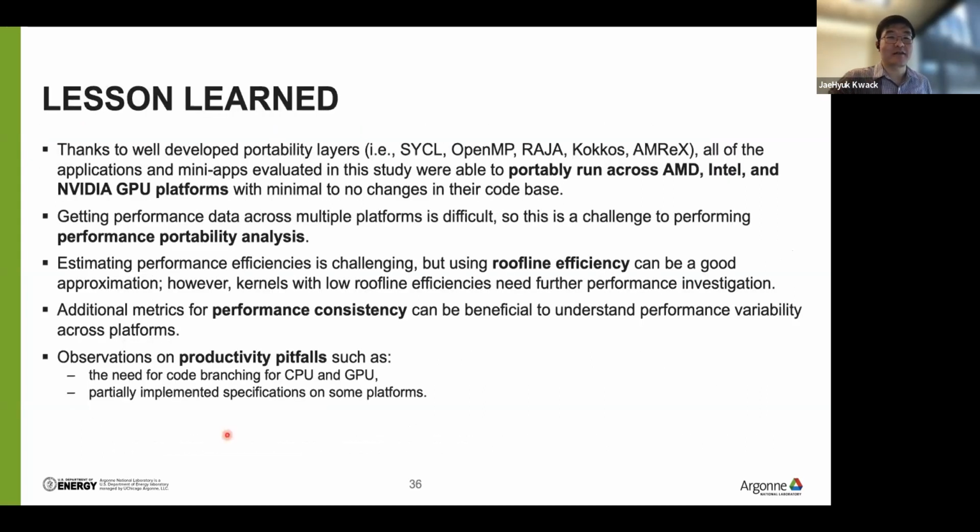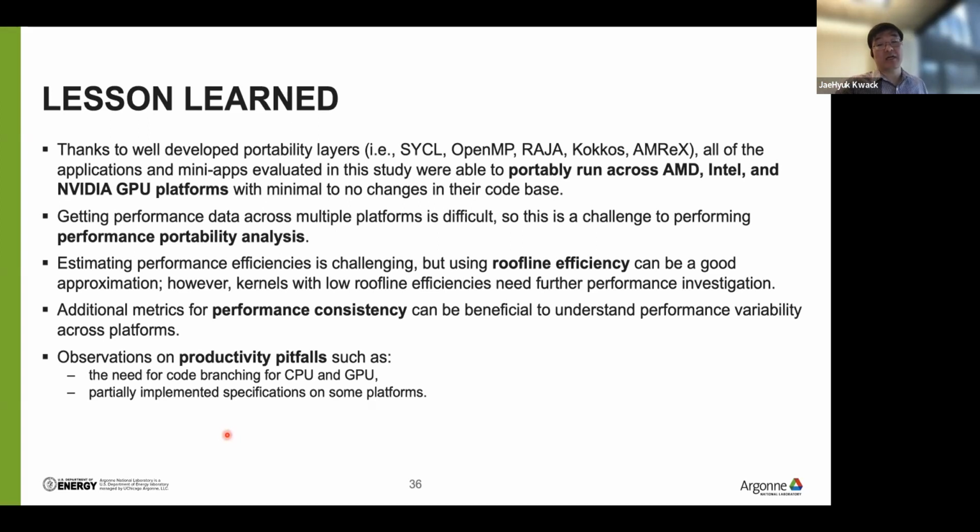So this is a lesson we learned. Thanks to well-developed portability layers, SYCL, the OpenMP target offloading model, RAJA, Kokkos, and the AMReX framework, all application mini apps ran successfully on three different GPU systems. Getting performance data was challenging. It's not impossible, but it was challenging, so we need to be patient to learn how to collect those data. Estimating performance efficiency was also challenging, so we used Roofline efficiency, and then we could easily identify which kernels are memory bound or compute bound.